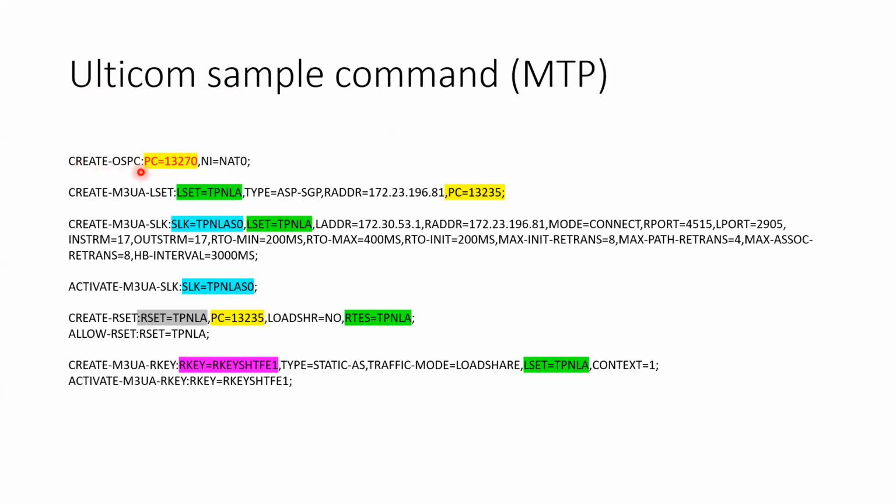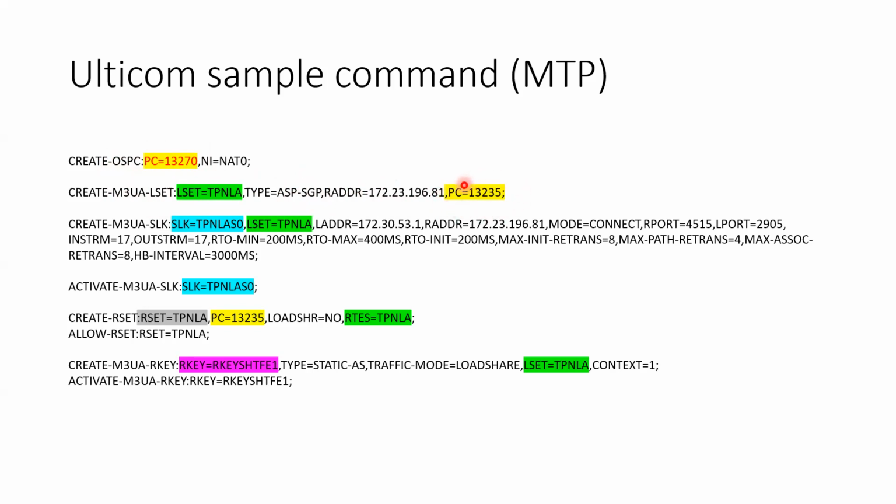First, you should define your own point code. This is taken from my sample as an HLR entity. You define your own point code, then you define your LSET. The LSET goes to this STP. This is one of the STPs that connect to the HLR with the type ASP SGP, the one that we discussed earlier. Then you put the IP of the remote, the STP name here, and its point code.